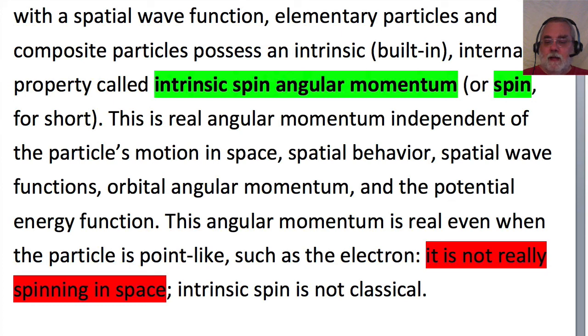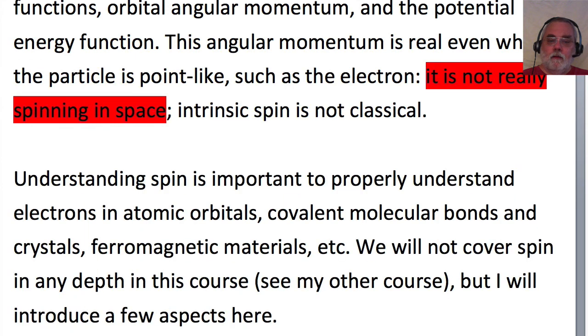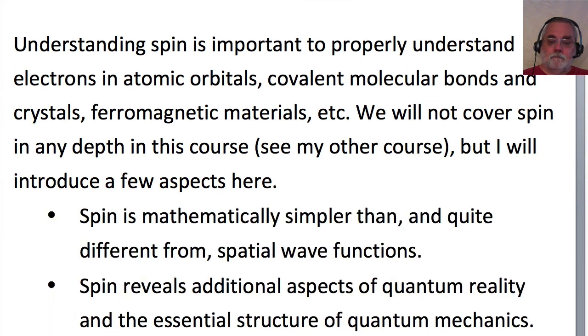Intrinsic spin is not classical. The electron is not a sphere of charge spinning in space. It is a point-like particle, and yet it has spin angular momentum. Understanding spin is important to properly understand electrons in atomic orbitals, covalent molecular bonds and crystals, ferromagnetic materials, etc. We will not cover spin in any depth in this course, see my other course, but I will introduce a few aspects here.